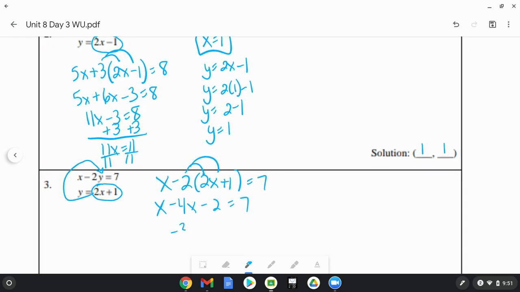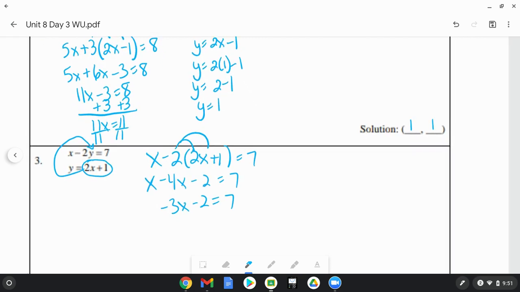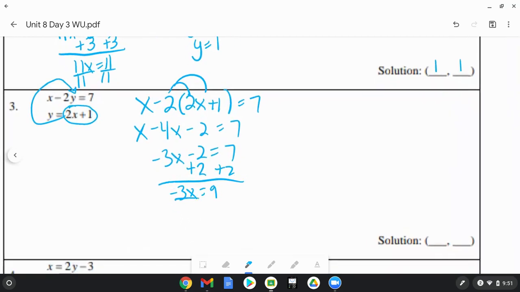So now we get negative 3x minus 2 equals 7. Add the 2 over. We get negative 3x equals 9. Then divide by negative 3. And we get x equals negative 3. So that's half my answer.